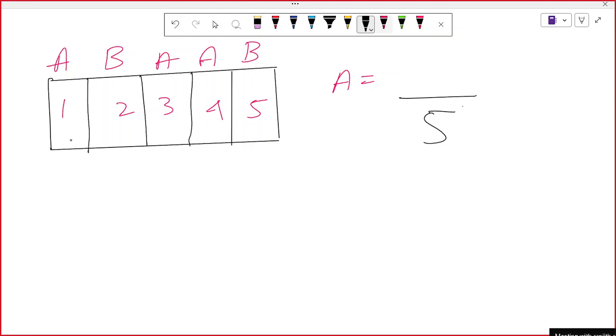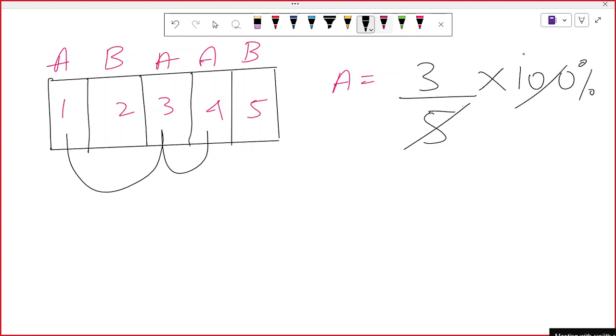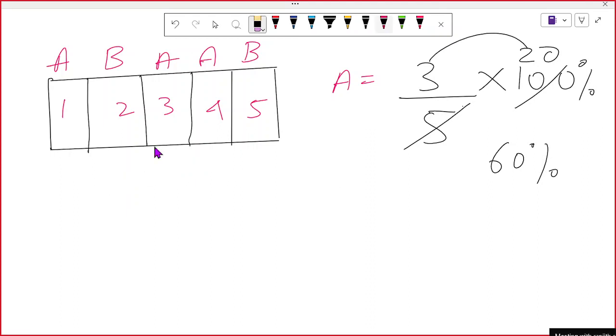Out of 5, how many pieces did A get? 3 parts A got. What's the percentage? 5 ones are 5, 20s are 100. So 3 into 20 is 60%. Yeah, basically, you'll get these kind of questions. I've given a very easy one. Instead of chocolate, they may give some other thing, a bag of rice, whatever it is, 100 kg.